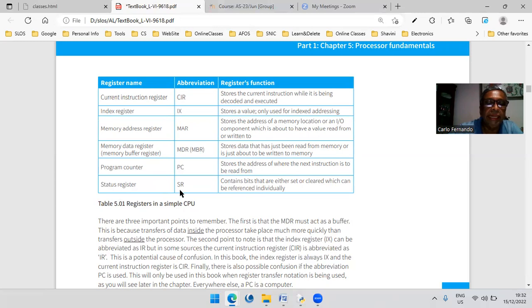Then status register, SR. This was also not there. SR and IX were not there in that earlier diagram, which is figure 5.01. What does it contain? SR, bits that are either set or cleared, which can be referenced individually.